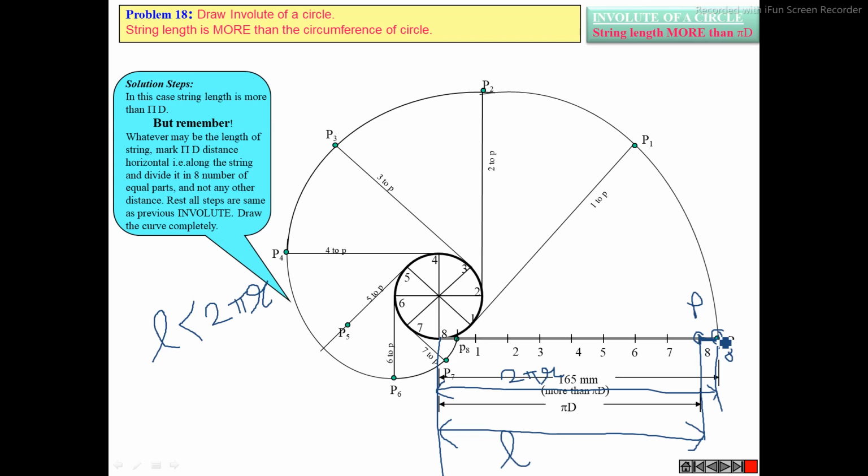Yes, sir. Clear. From which point will my involute start? From point 8 or from point P? From point P. From point P the involute will be starting. Okay, I will start the involute from point P, and where will it end, the last locus point of the involute?